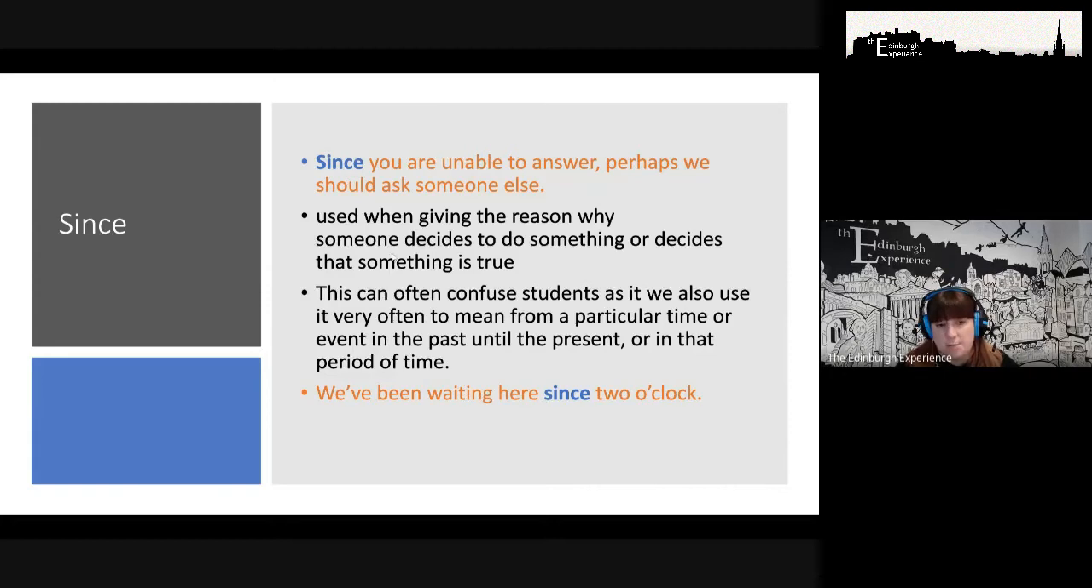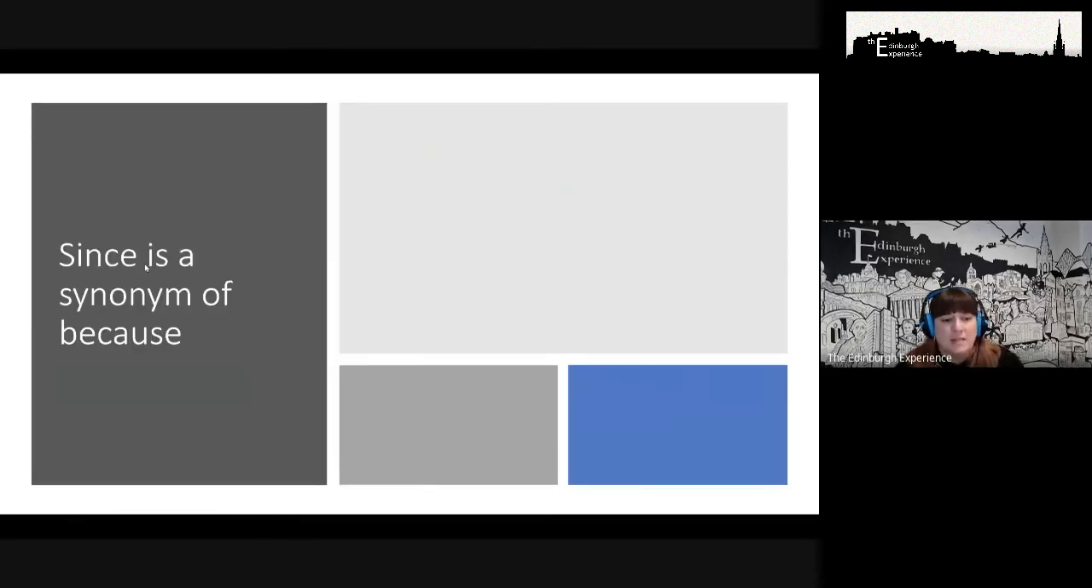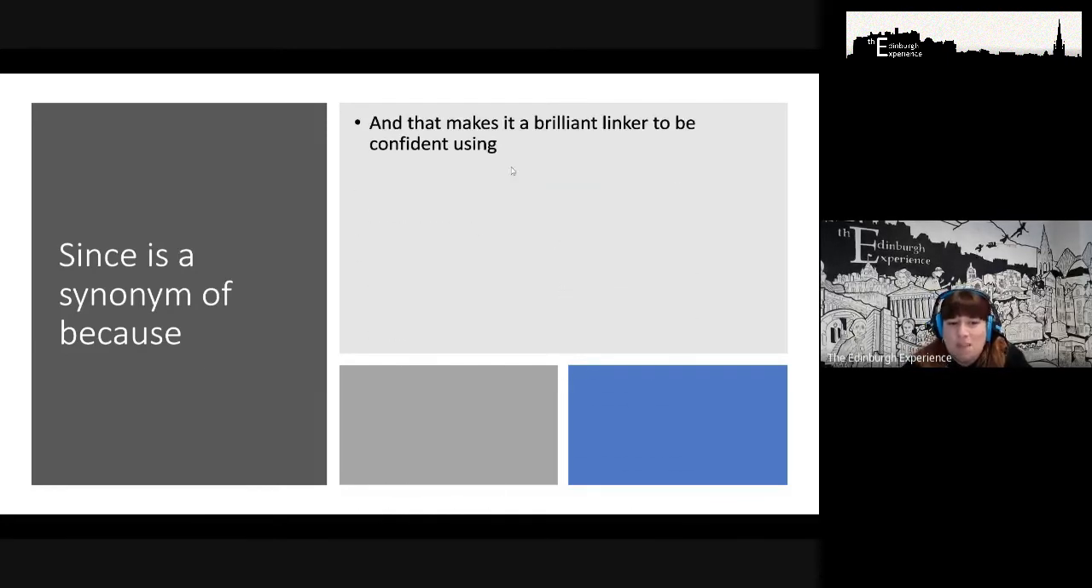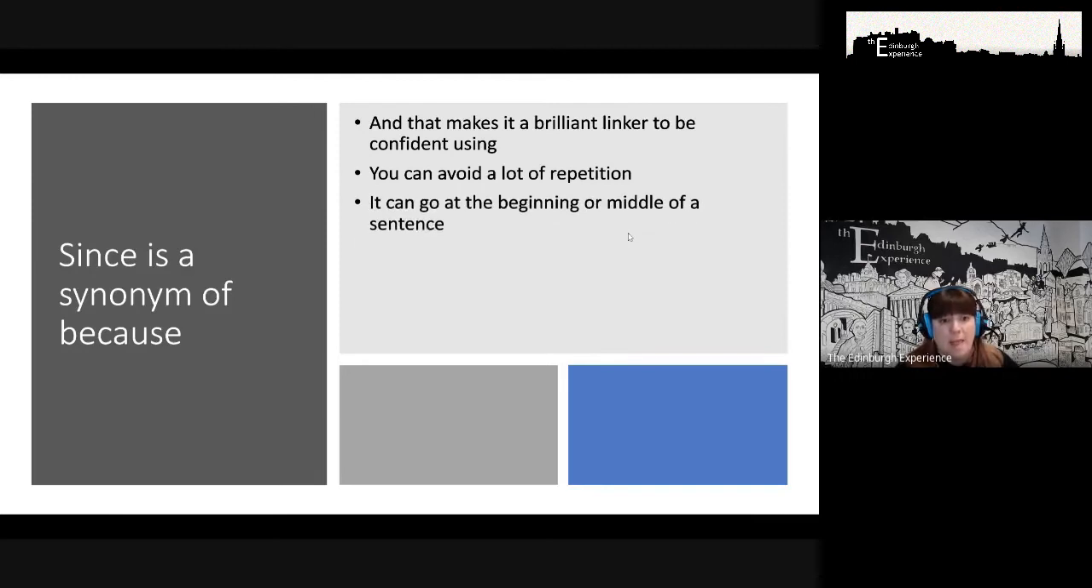So if you look at these two examples, though, they are very different. When we're using since to refer to time, it will be beside a time period. Since is a synonym, like I said, of the word because, okay? And that's why it's a really useful linker for you, and you should be confident using it in your writing. It's going to help you avoid repetition because the word because is one that comes up a lot. Yeah, so it's a great idea to have a sort of bank of linkers that you can use for these very commonly used words when we're constructing arguments.